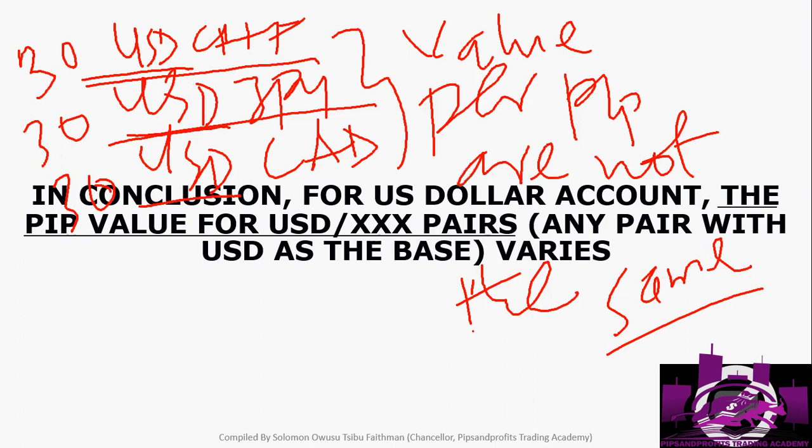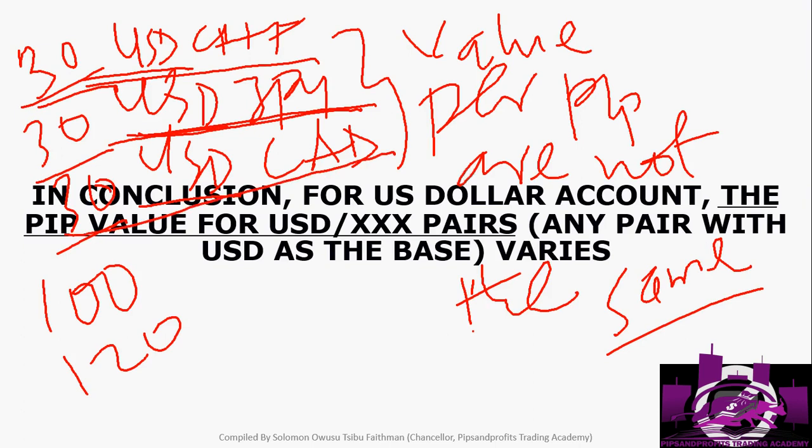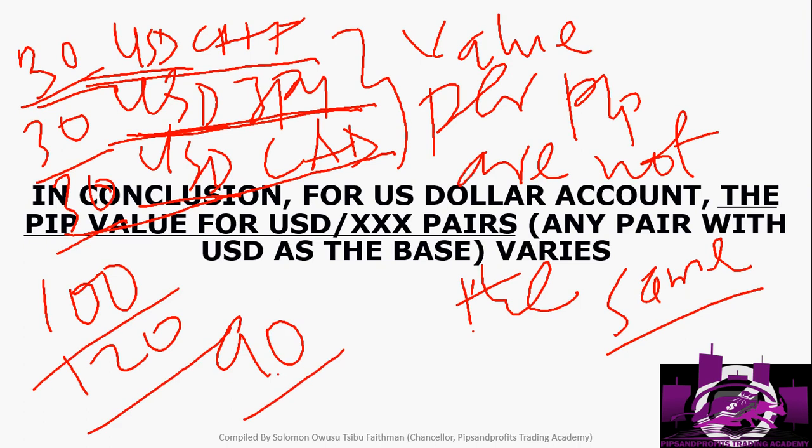Now, if you make 30 pips on both of them, your profits are not going to be the same. So for instance, on USD CHF, your 30 pips is giving you, let's say, $100. On USD JPY, your 30 pips may give you maybe 120. And then on USD CAD, your profit is going to be something like 90. So they are not the same. The value per pip for USD as a base currency paired with another currency is not the same.